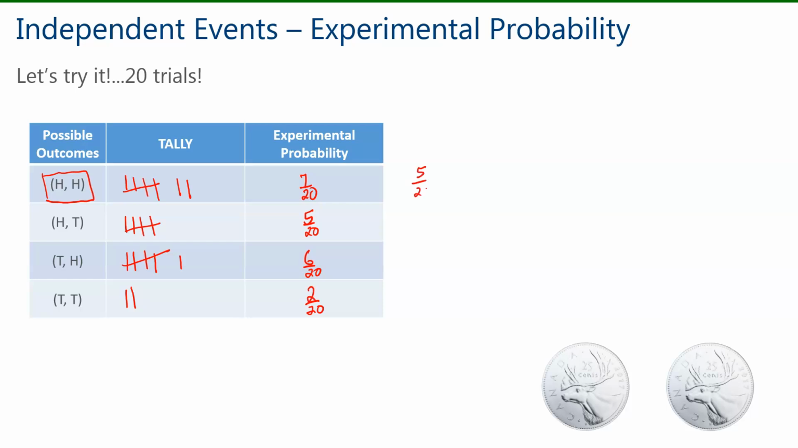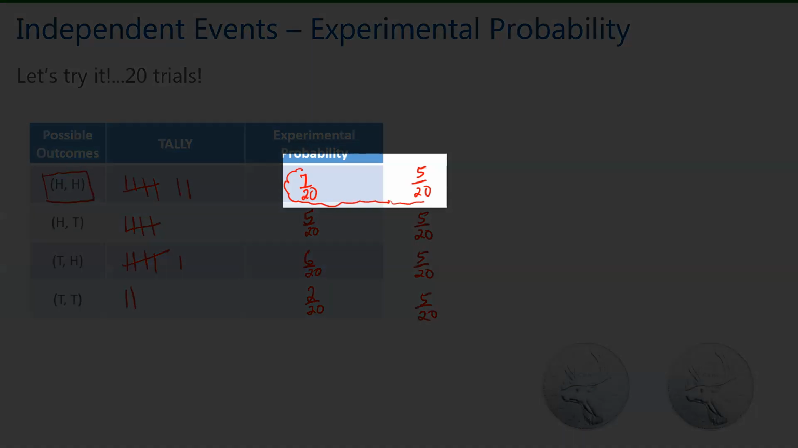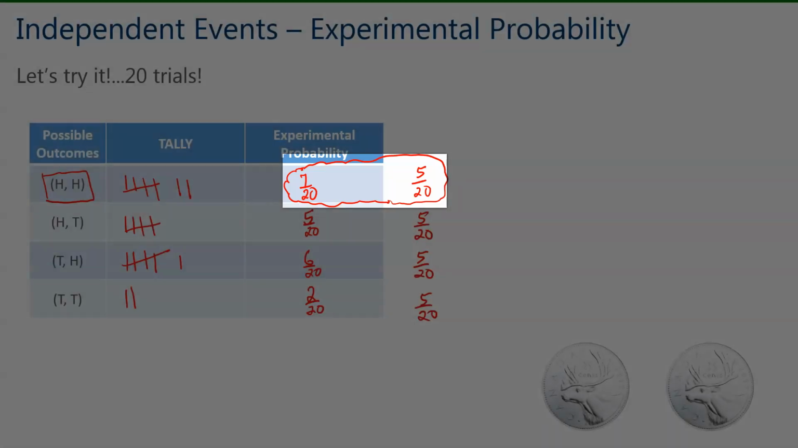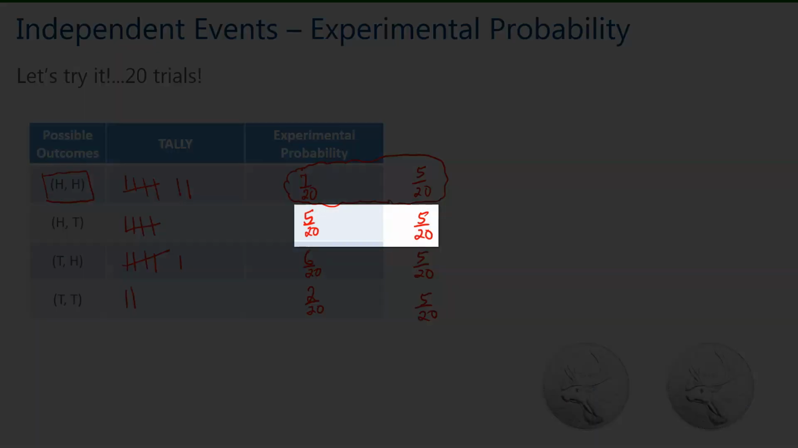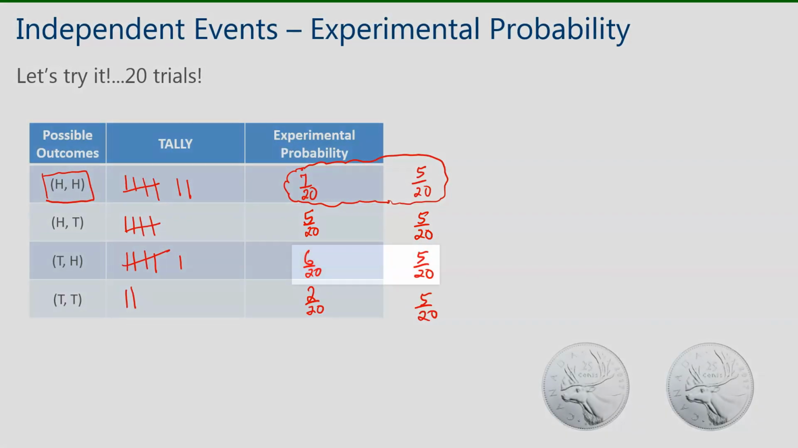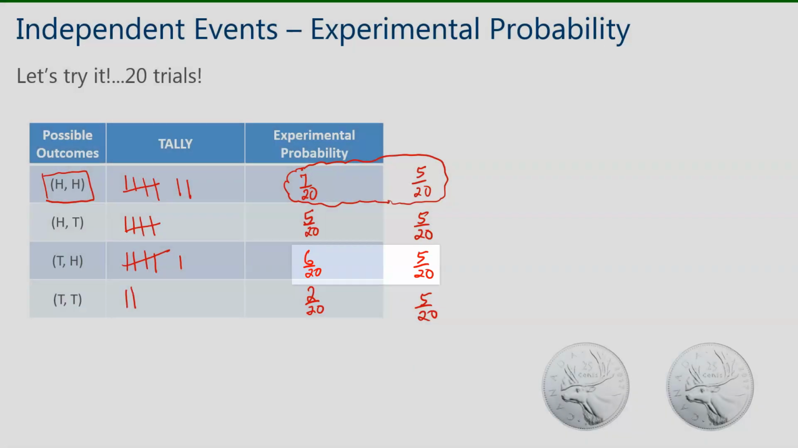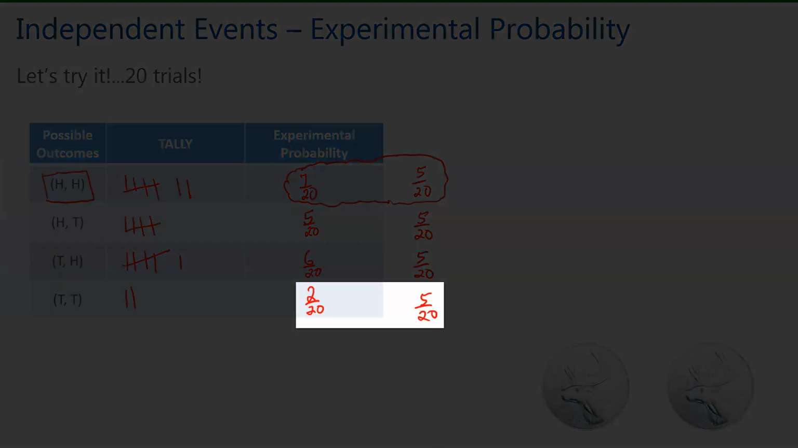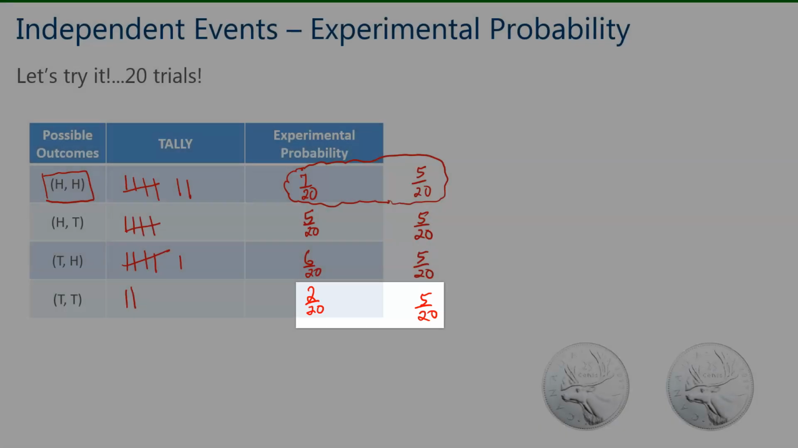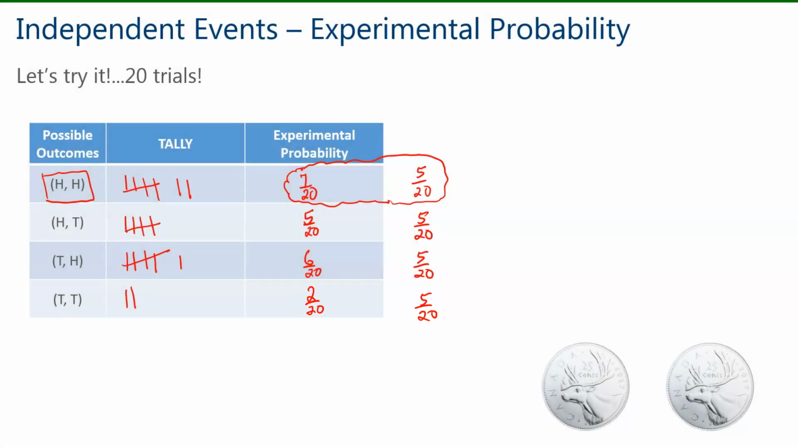Compare those to our theoretical probabilities, which would have been a 5 out of 20 for each of them. In tossing 2 heads, we see that our experimental probability was slightly greater than the theoretical. For heads and tails, they worked out to be the same. For tails and heads, the experimental was slightly larger than the theoretical, and for the tails and tails, the experimental was a bit less than the theoretical. No incorrect answers here, of course. As I've said before, it is what it is.